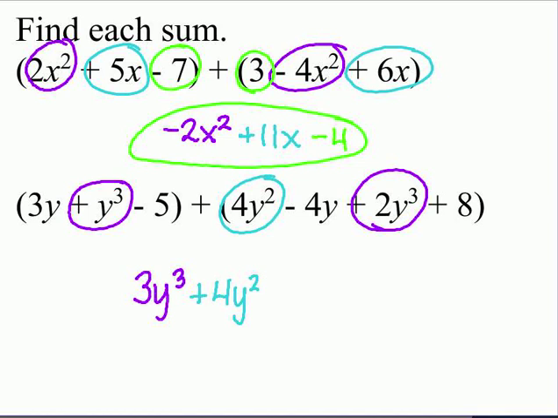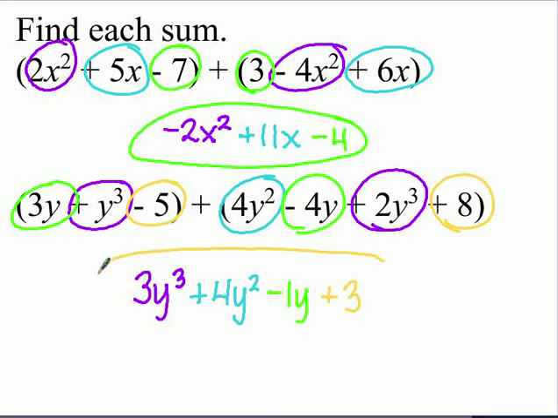What's your next highest power? The 3y and the, which gives me negative 1y. Or you could just put negative y. And then last but not least, what do you do? Negative 5 and, I get what? Plus 3. Plus 3. And there you go. So pretty straightforward. All you're doing is adding like terms.